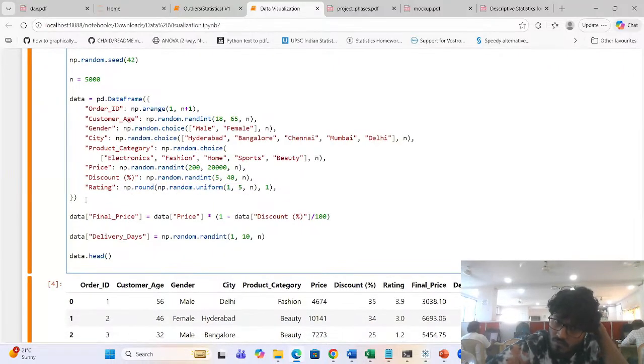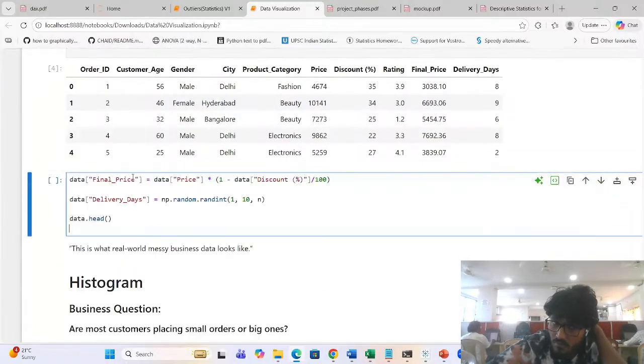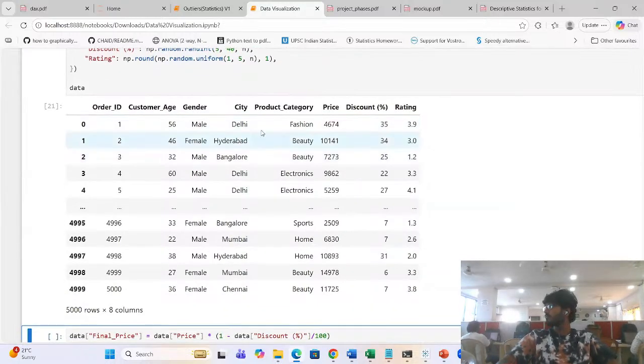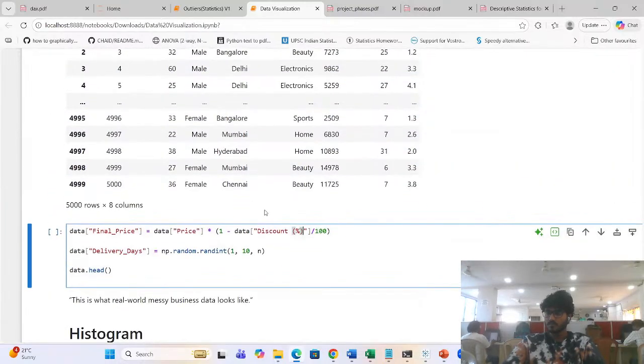So whenever I create this particular data, let me go and check the data. See, this is the data that I have, guys: order ID, customer age, gender, city, product category, price, discount, and rating. Along with that, I want to add a final price after the discount. How can I add the final price? Price into 1 minus the discount percentage. When I do it like this, I get the final price.